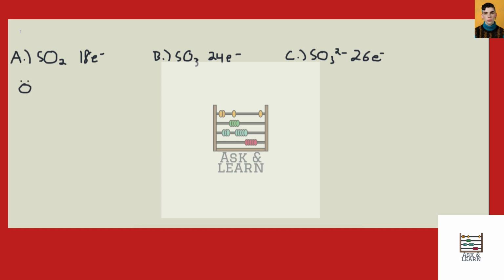So oxygen, we have 18 valence electrons for oxygen. So we have 1, 2, 3, 4, 5, 6, 7, 8, and we're going to put our 9th lone pair here. That creates 18 electrons.